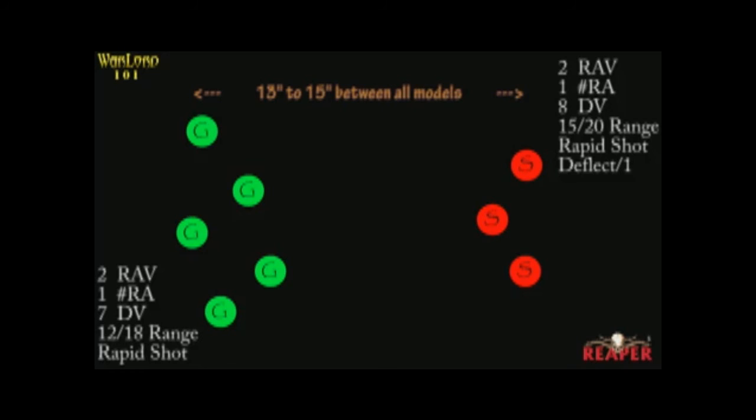skeeters. So with some quick calculations, we see that the target number for the goblin skeeters is going to start off at an 8 because that's the DV of the skeleton archers. It's going to be 9 because of their deflect value. It goes up to 10 because we're at long range, and since we want to get a lot of shots off, we're going to use rapid fire, so we'll get twice as many shots, but ultimately our target number is going to be an 11.